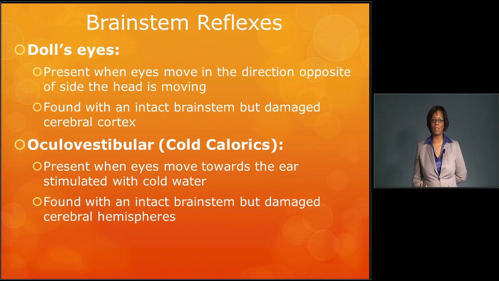So for example, doll's eyes. If you have an unconscious person who does not have a cervical spine injury, you can open their eyes, open their lids, their eyelids, roll their head from side to side, and what will normally happen if the brainstem is intact is that the eyes would go in the opposite direction of the head. So if you're turning to the left, the eyes would go to the right. You should be concerned if you see that the eyes move in the same direction as the head is moving, or if they stay fixed in the socket.